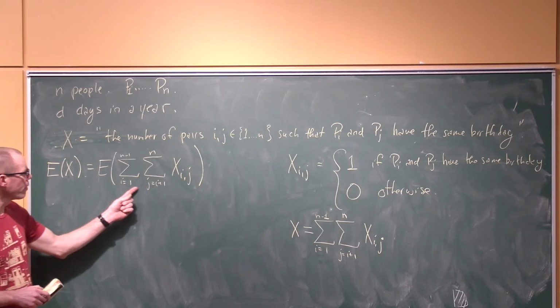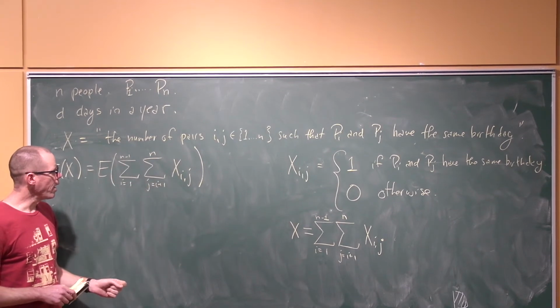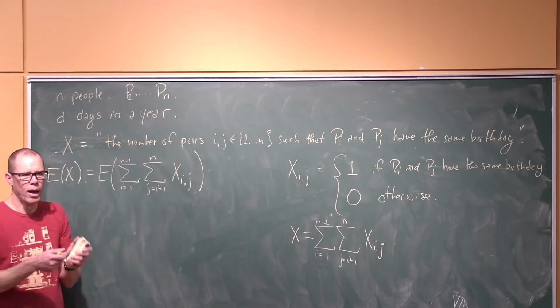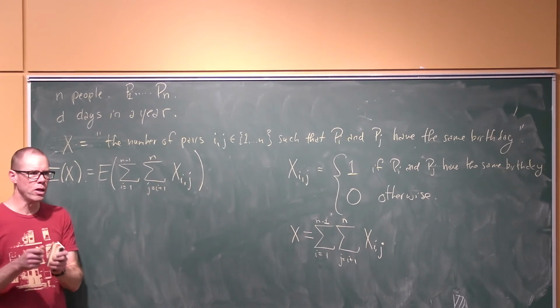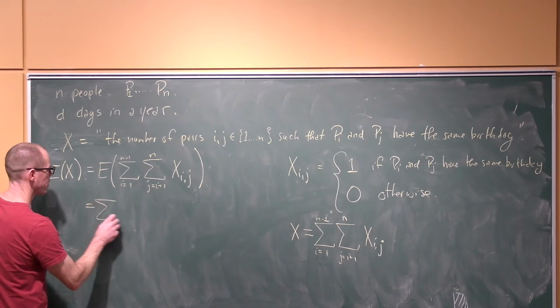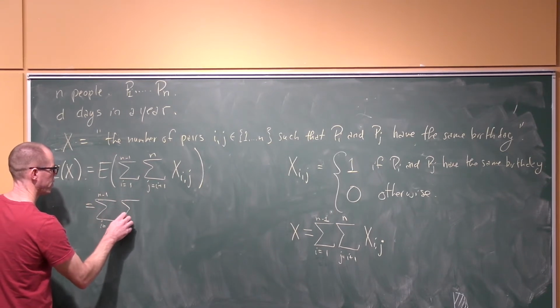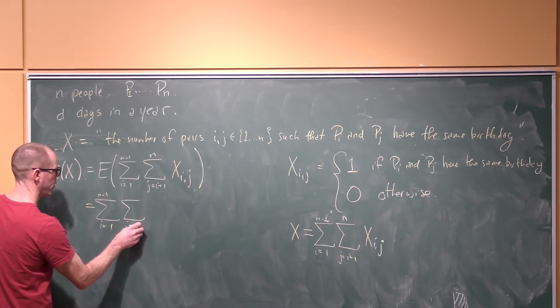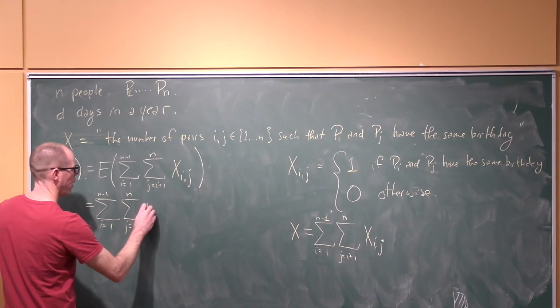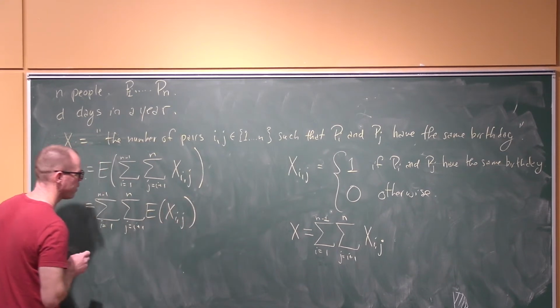So this is a huge thing, right? There's n choose 2 terms here in this sum, but we can just take the expected value of each of those terms individually. So this is just the sum, sum of the expected value of Xij.